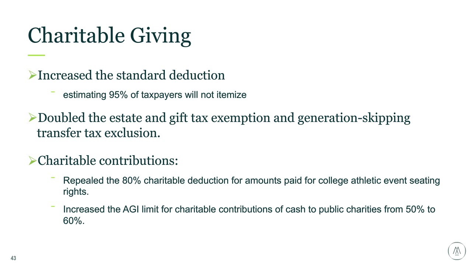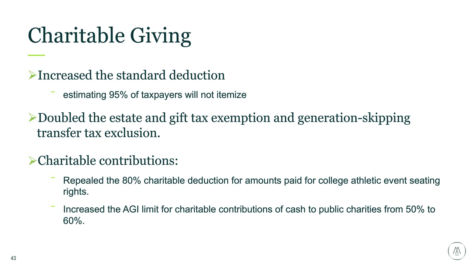The other implication is the estate and gift tax exemption has doubled as well starting in 18. It's indexed for inflation. So right now it went from about $5.5 million up to $11 million of exemption per individual, so $22 million for a couple. So a lot of folks are going to be transferring a lot of wealth in the next 5 years, 7 years or so, because this expires after 2025.